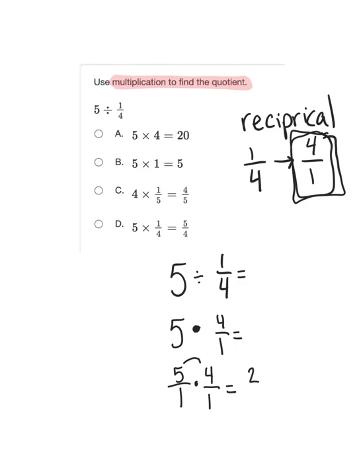5 times 4 equals 20. 1 times 1 equals 1. And of course, 20/1 just has a value of 20. So using multiplication to solve this problem, we would choose A, 5 times 4 equals 20.